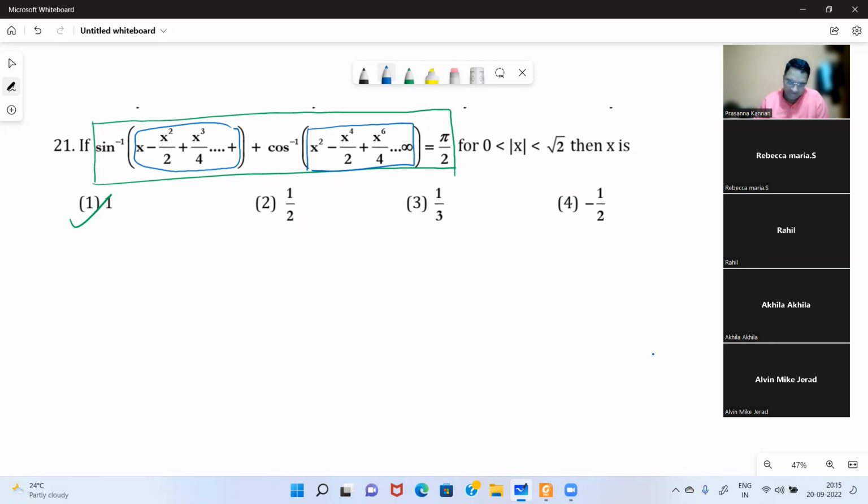Pi by 2. Yes. Therefore, 1 is the right answer. Clear? Yes, sir. Very good. Okay. Now, how to procedurally do it?